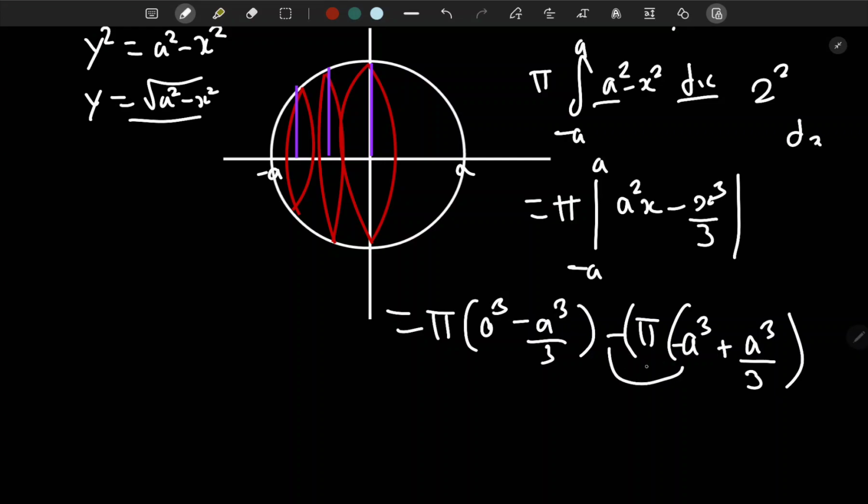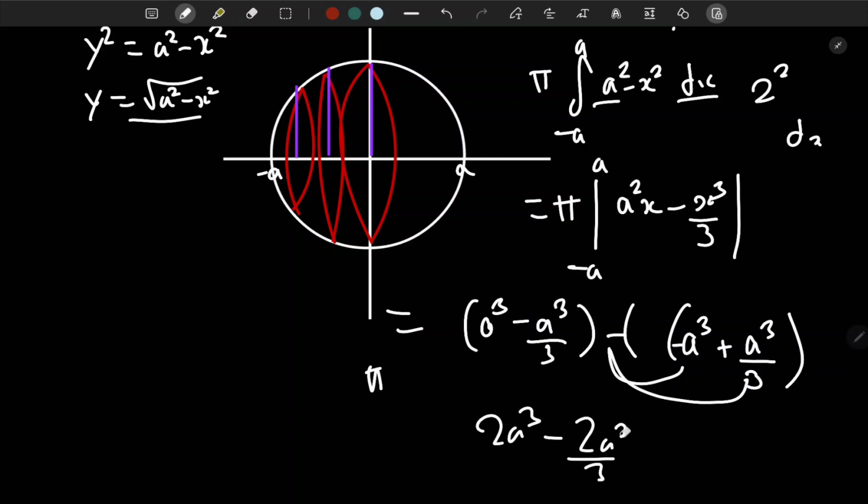So it's going to be a negative sign outside. Actually, I'm going to take the pi outside here as a common factor, so as not to confuse ourselves. And now let's distribute the negative sign. So it's going to be plus a cubed, so we have 2a cubed. And then this is going to be minus a cubed over 3, so minus 2a cubed over 3.